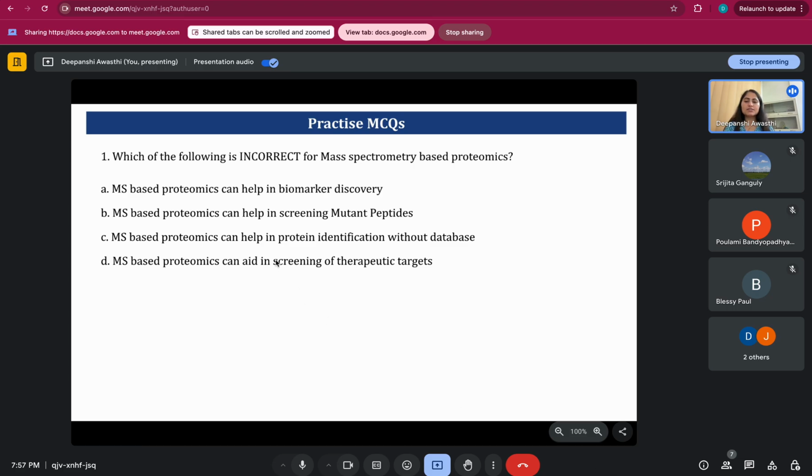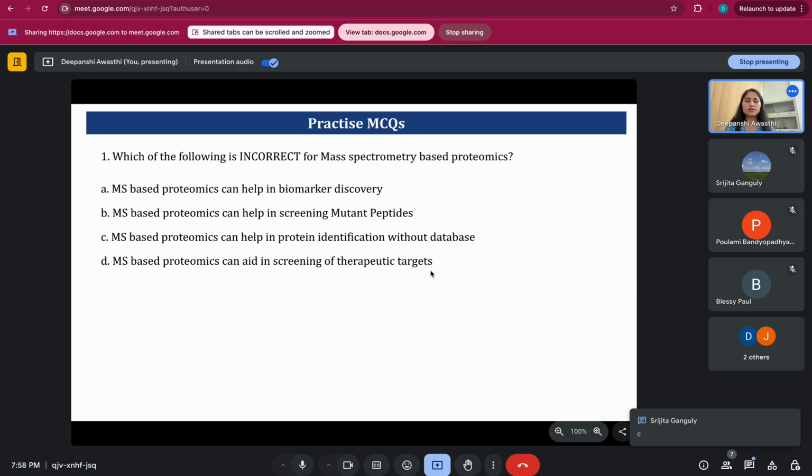Okay, so now let's practice a few MCQs which might help you to build up the concepts, and this might help you with your assignment also. So the first question is, which of the following is incorrect for mass spectrometry based proteomics? First statement: MS based proteomics can help in biomarker discovery. Second: MS based proteomics can help in screening the mutant peptides. Third: MS based proteomics can help in protein identification without databases. And fourth: MS based proteomics can aid in screening of therapeutic targets. So now you have to tell which option is incorrect from the perspective of mass spectrometry.